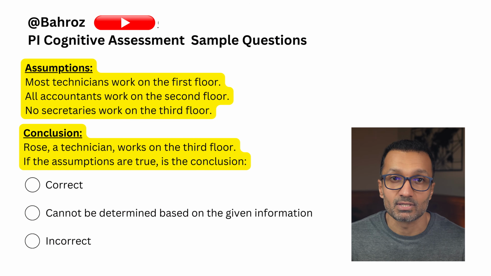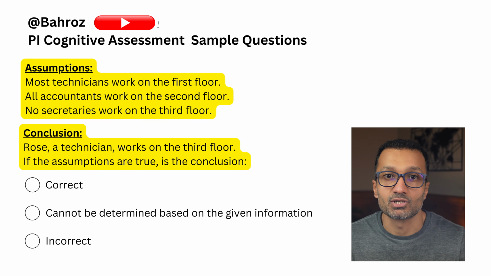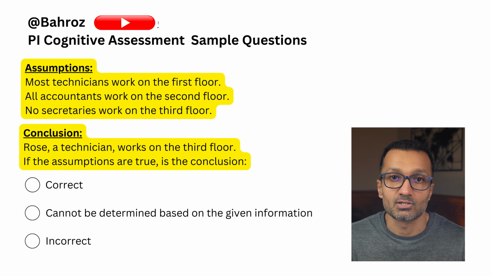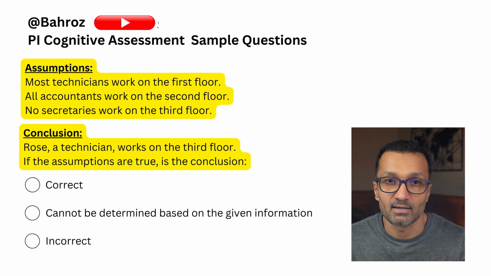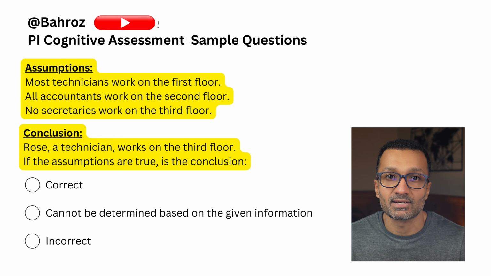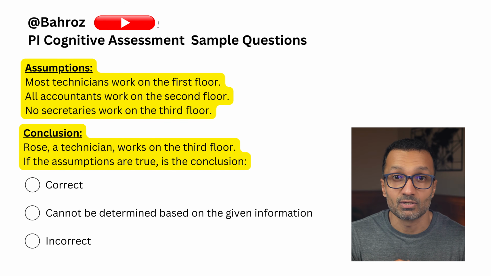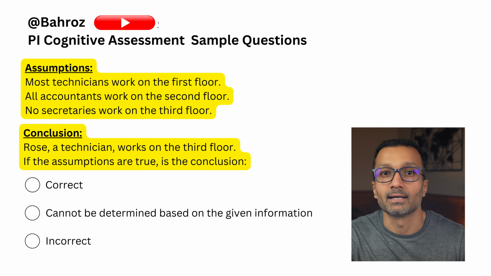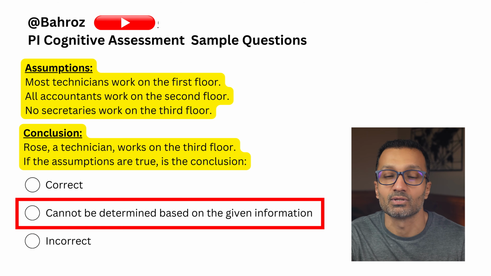The next sample question is, with assumptions, first, most technicians work on the first floor. Second, all accountants work on the second floor. Third, no secretaries work on the third floor. Conclusion, Rose, a technician, works on the third floor. If the assumptions are true, is the conclusion correct, incorrect, or cannot be determined? Well, the correct answer is cannot be determined based on the given information.